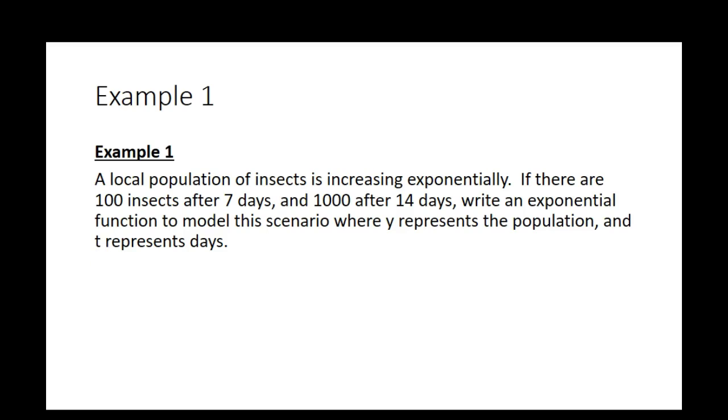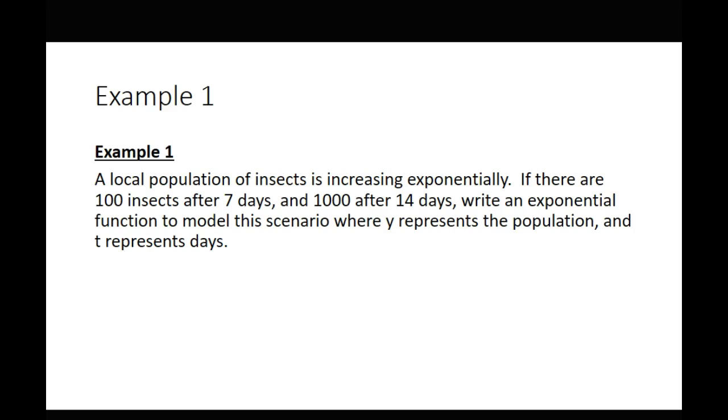So I printed this for you, right? All right, so let's read it. It says a local population of insects is increasing exponentially. So, I mean, we know this is an exponential problem because population growth usually is. If there's 100 insects after 7 days and 1,000 after 14 days, write an exponential function to model this scenario where y represents the population and t represents the days.